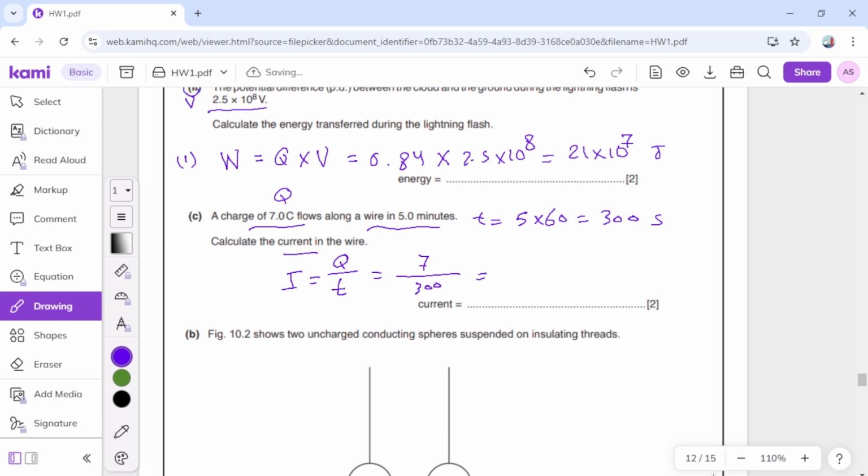I will divide 7 over 300, equals 0.02 amps. After rounding, use one significant figure.